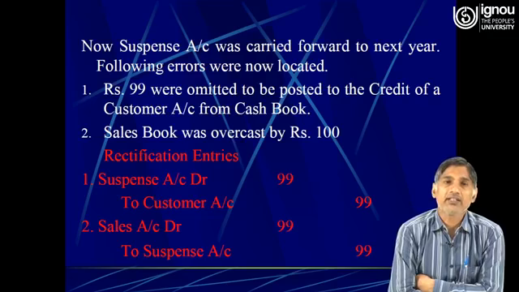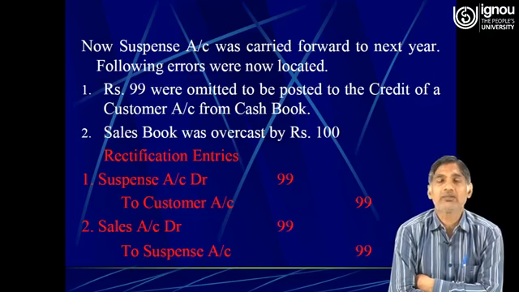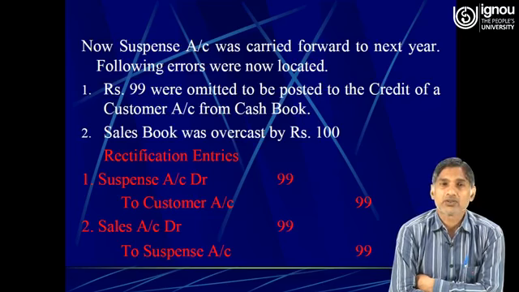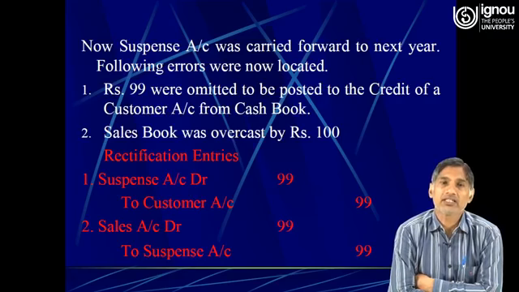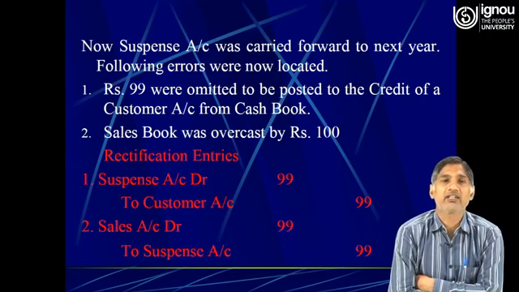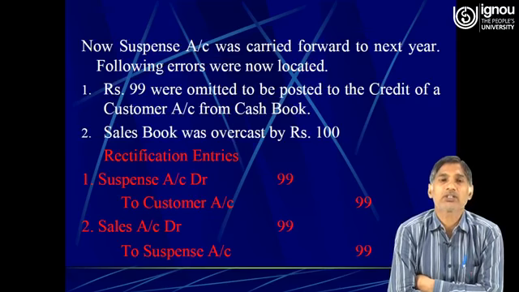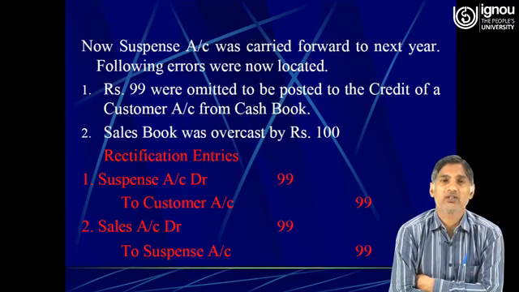So here the sales book was overcast. It means there was an overcast of rupees 100 in the sales book. So in order to neutralize this effect, we will have to debit the sales book. So sales account debit to suspense. So here instead of 99, it must be 100. Sales account debit to suspense account 100 rupees.